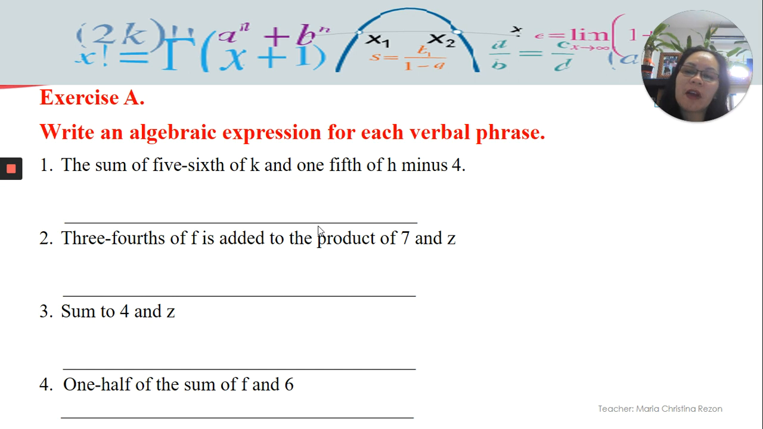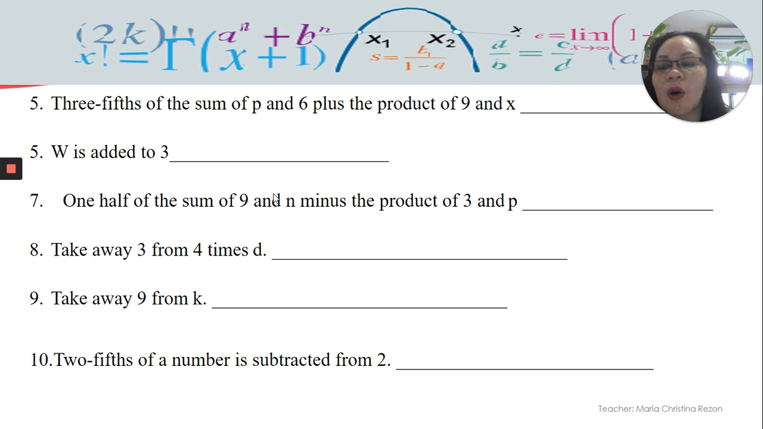Then let's have some exercises here. I want you to answer this. Try to write an algebraic expression for each verbal phrase here. This will serve as your homework for this week.